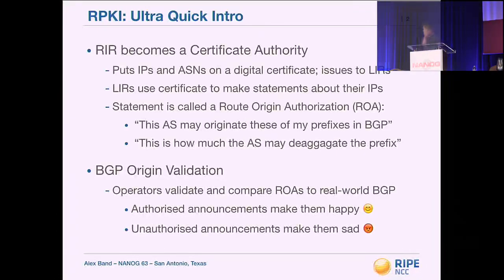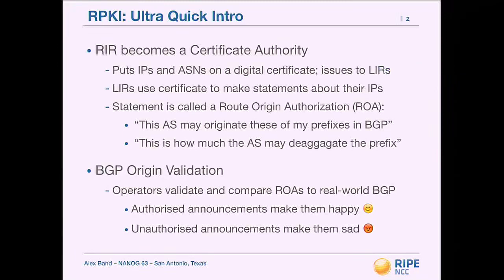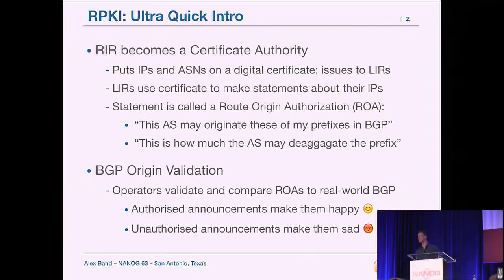Ultra quick intro. For those of you who don't know what RPKI is, essentially, in this system, the regional internet registries become a certificate authority. They have a self-signed X509 certificate that has all of the resources that the regional internet registry manages. And from that, LIRs, so ISPs, can request a certificate containing their internet number resources. This certificate can then subsequently be used to make statements about your resources.